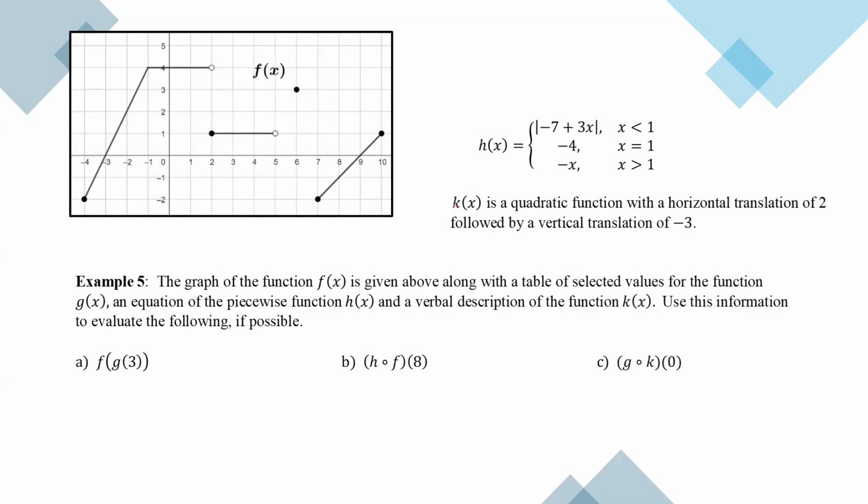Okay, so that means I have to now write what k of x is as an equation. So k of x equals what? I am a quadratic function with a horizontal translation of 2, followed by a vertical translation of -3.